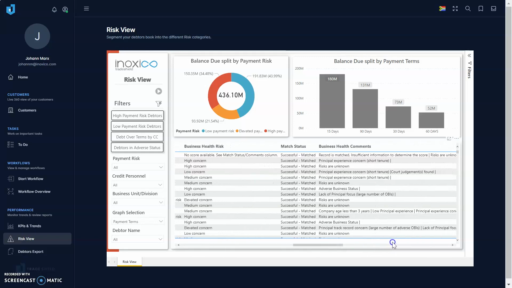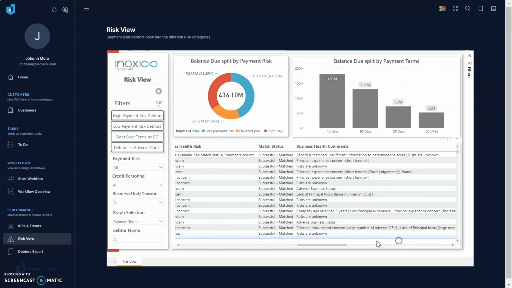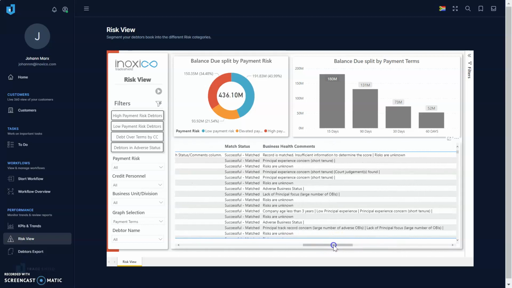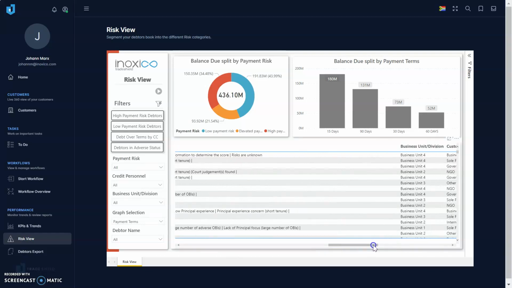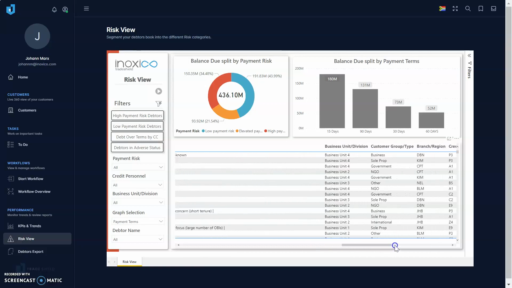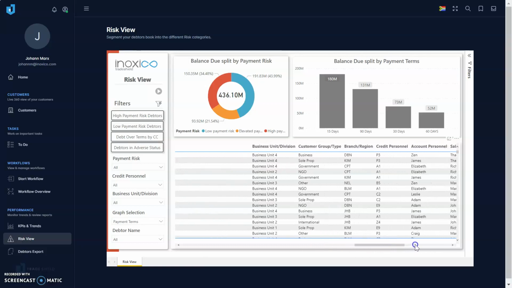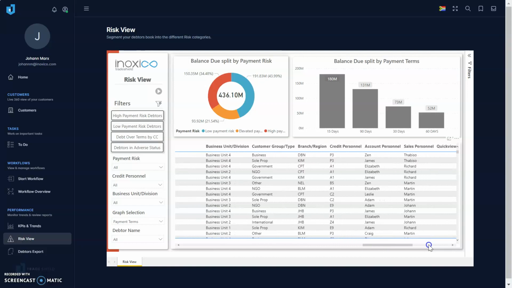Status is given through to you. The business health comments, if there are any overlying risk elements, will be displayed on there. And then to the right, you'll be able to see all the information that you provided through on your master file, which incidentally gives you the ability to view the book by these different metrics. So business units, customer types, branches, credit personnel, etc.